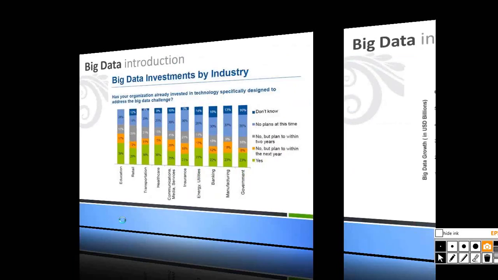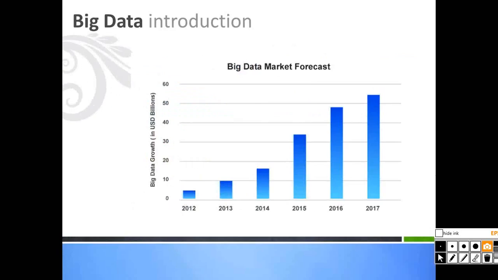And again, the growth, I think this I captured from Forrester.